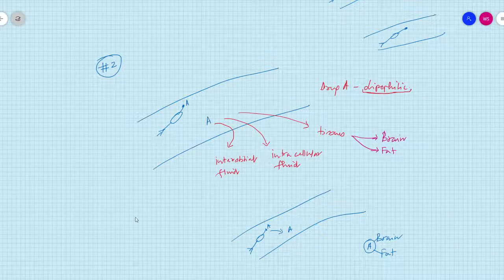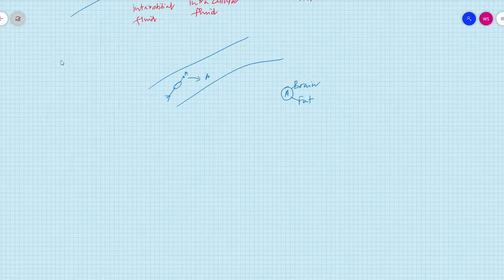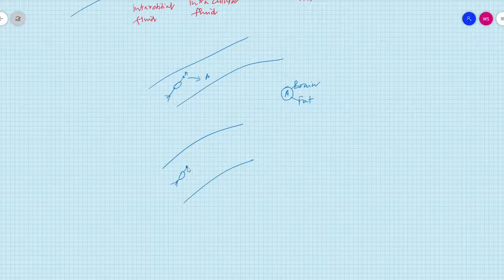Okay, so the drug will be released from the binding site of the plasma protein, and now that drug is present in the free form. And what will happen? The concentration of that free form of the drug is greater than in the tissues. So it will again go into the tissues, and it will go into the brain and fat.